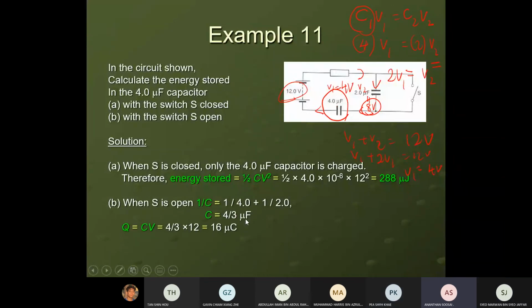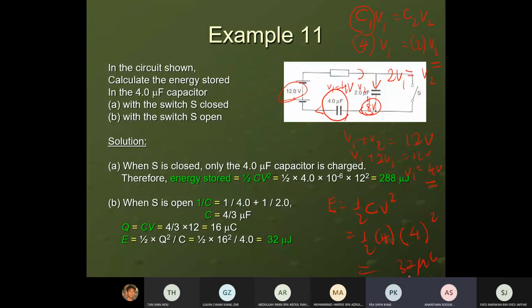Okay, in this case they are asking for the total charge also can. Q equals CV, 16 microcoulomb, so you can find the energy. Or you can straight away find the energy equals half CV squared. So half, C is 4 microfarad, V just now we got 4, so 4 squared. So also you get 32 microjoule. Okay.